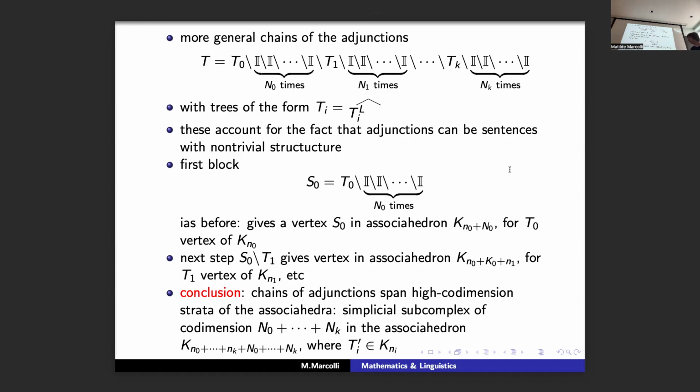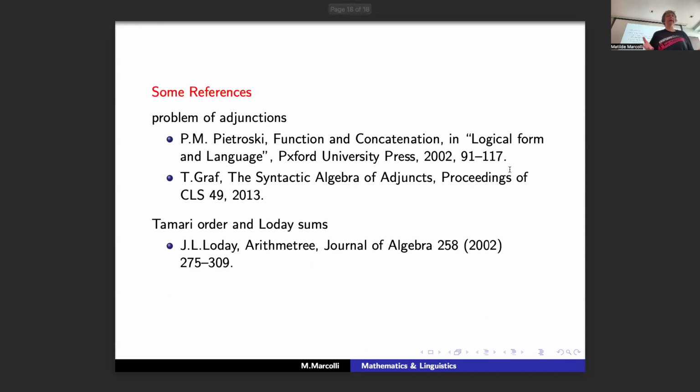And so the conclusions that you can characterize, which part of the overall associahedron, of the full-dimensional number of leaves that you have, are occupied by this kind of chains of adjunctions, and by specifying exactly the codimension, with which strata, which codimension you're going to end up in the higher dimensional. So this is like a way of answering.